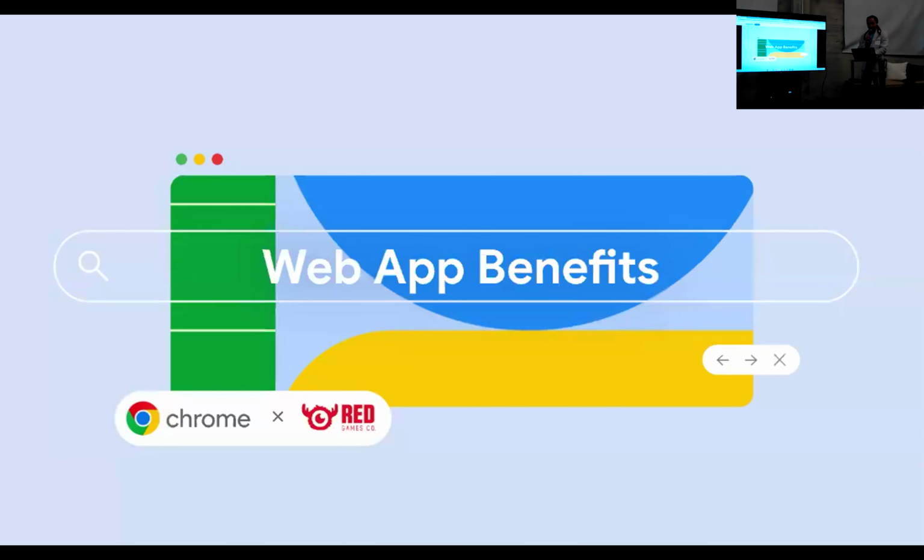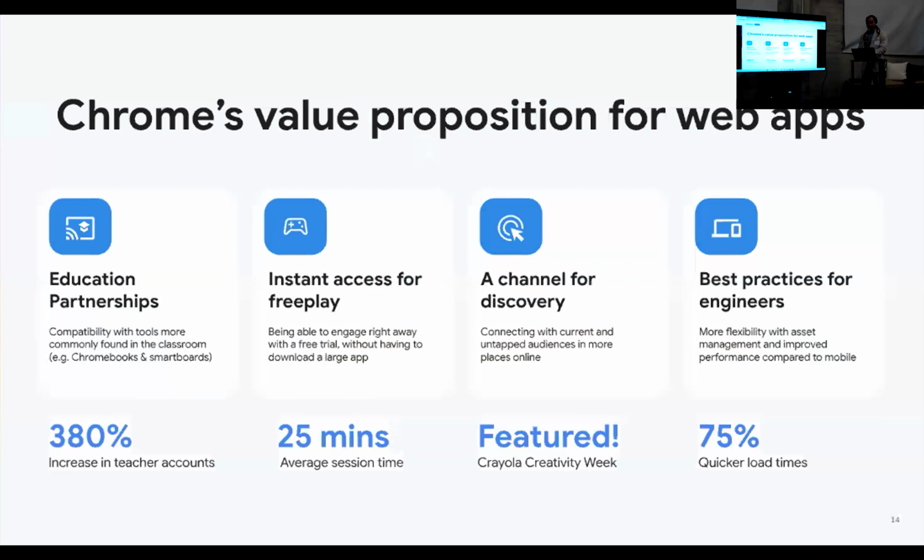And last but certainly not least, we'll get into the benefits of Create and Play since launching the web from the Chrome perspective. And so again, the education partnerships are key. Many classrooms are using Chromebooks, screen share, and smart boards, and so making that app-only option is very much a limiting factor. Web accessibility helps a larger audience of students and teachers, and we've seen a 380% increase in teacher account signups.